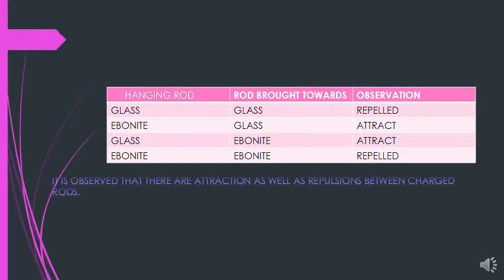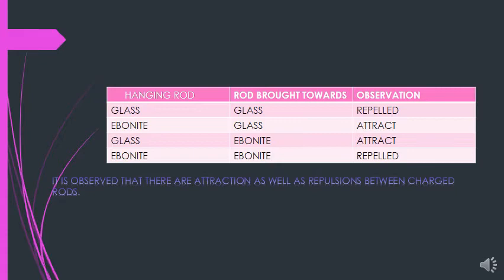Now guys, we can see a table here, and this table is based on our experiment. Well, let's see this table. Hanging rod, brought towards, observation. So glass rod to glass rod. This one we saw in that experiment. Let's see it again. Glass rod to glass rod, that repel.